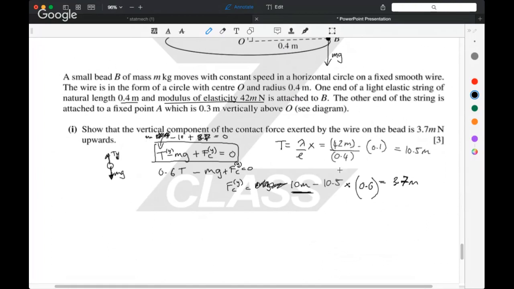should be, it's 60% of 10.5, which makes sense, because that's how we've set up the axes actually when we added them together. So it's got the same sign as T if it was on the same side. So as you can tell by looking at this, it has to be acting upwards.